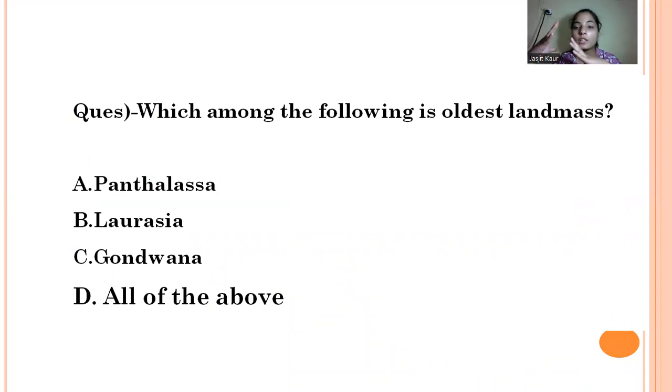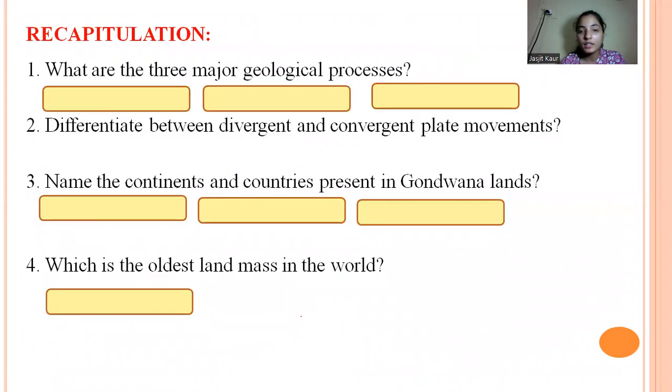So now here is one question for you. Which among the following is the oldest landmass? It is Panthalassa, Laurasia, Gondwana, or all of the above. So you have to choose one appropriate option and then tell me the answer in the comment section. Okay. So now let's summarize what we have discussed in today's class.